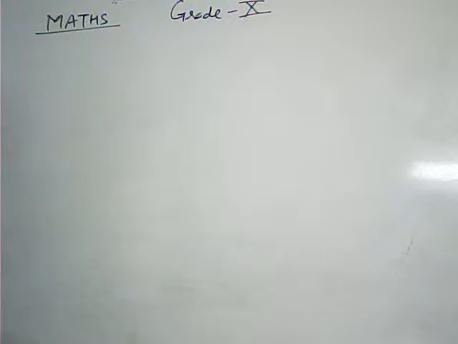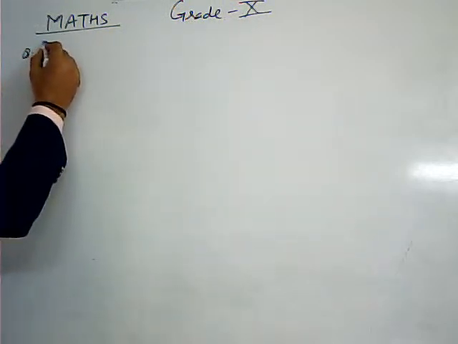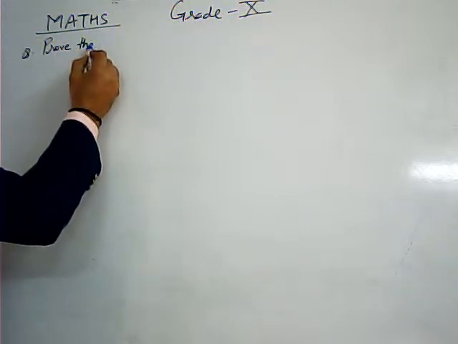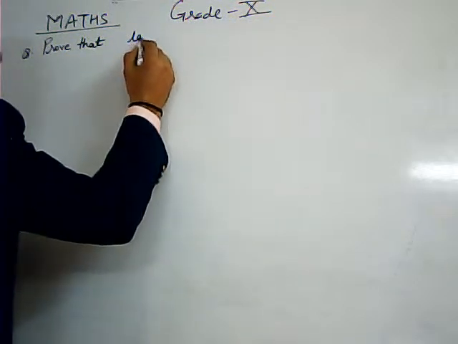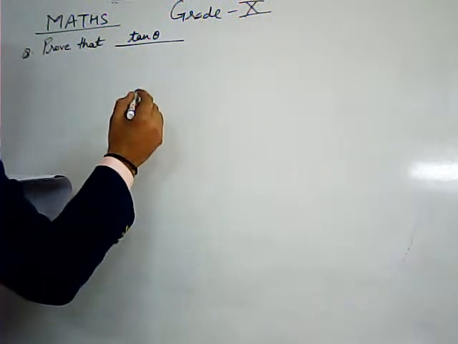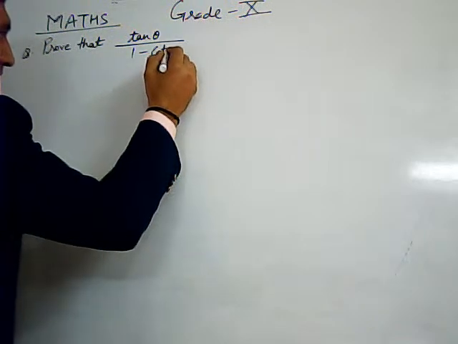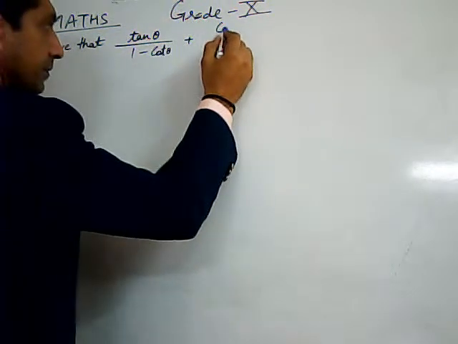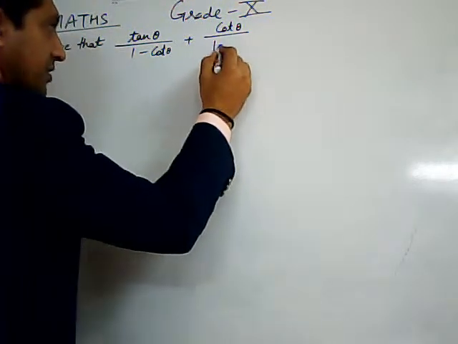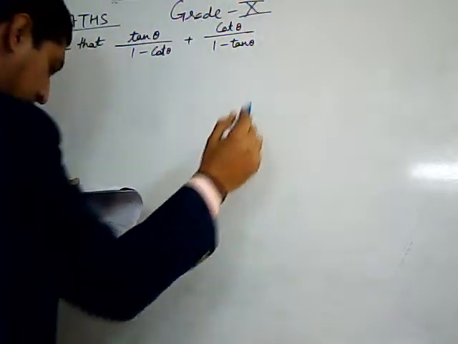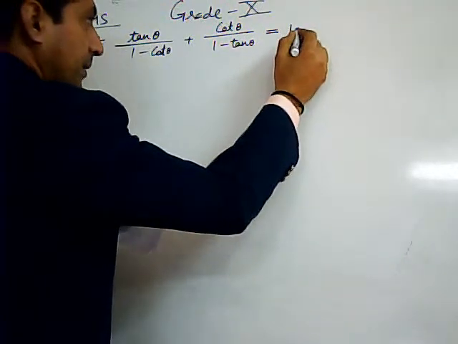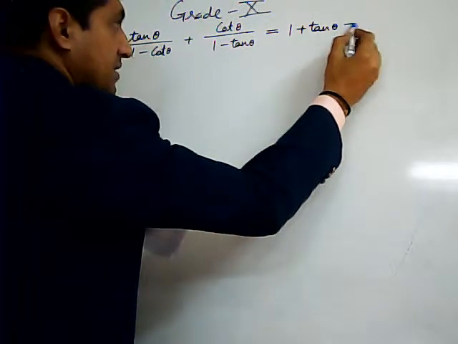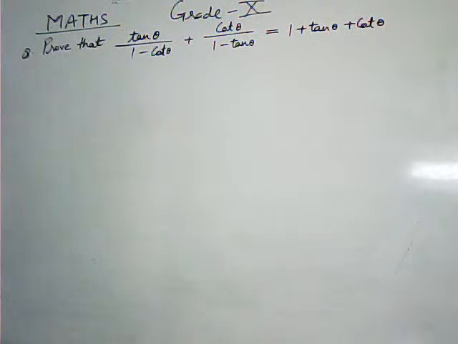So one identity is there, right? So the identity is: prove that tangent of theta over 1 minus cotangent of theta, plus cotangent of theta over 1 minus tangent of theta, is equal to 1 plus tangent of theta plus cotangent of theta, right?